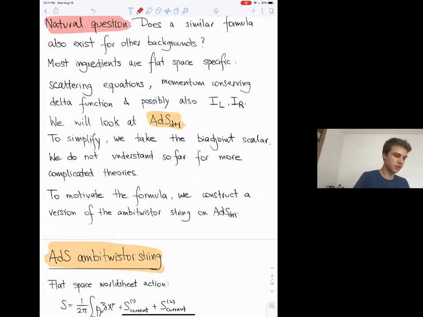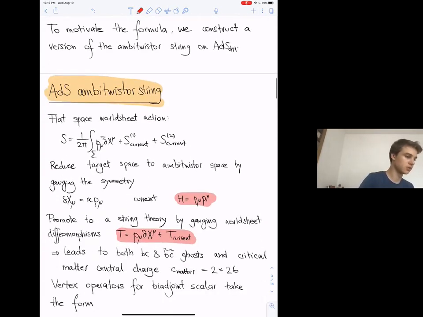Okay, yeah, so as I said, we look at the biadjoint scalar. And the CHY formula can be actually derived from a string theory. And the relevant string theory is not the physical string as you know it, but it's the ambitwistor string. So the ambitwistor string is really a version of string theory that gives gauge theory amplitudes. And the plan is now to first give a very short review on the ambitwistor string in flat space, and then try to generalize it to anti-de Sitter space, which will give us the AdS version of the CHY formula.